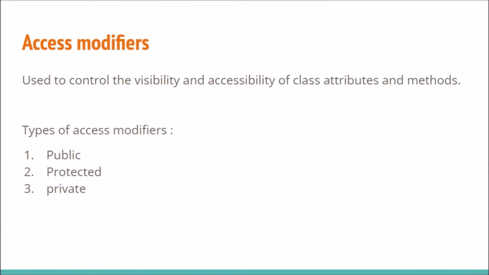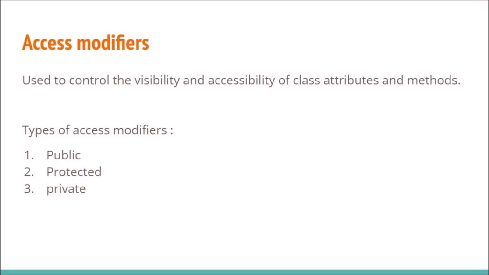Access modifiers in Python are used to control the visibility and accessibility of class attributes and methods. Unlike some other programming languages like Java or C++, Python does not have restrictive modifiers like public, private, and protected. However, Python uses naming conventions to indicate the intended level of access. Types of access modifiers in Python.